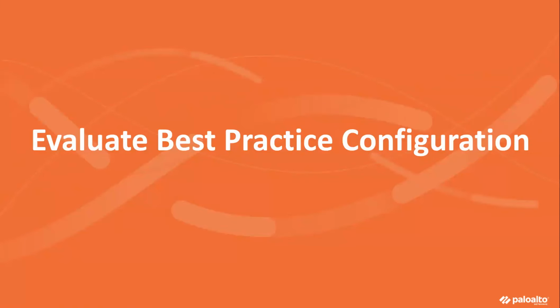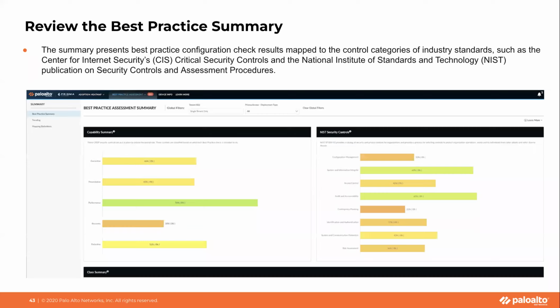Evaluate best practice configuration. When you change the view from the heat map to the BPA report, the report shows the best practice summary. This summary presents best practice configuration checks.